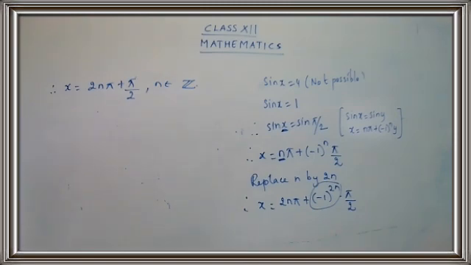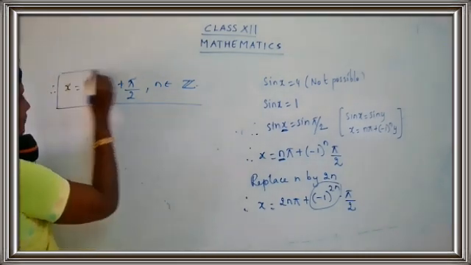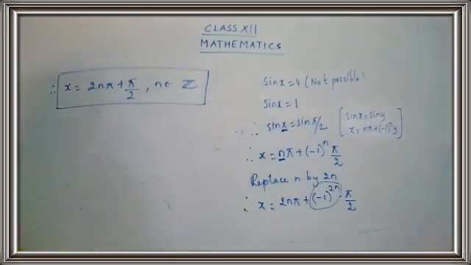2n pi plus pi by 2. And you don't have any solution for sin x is equal to 4. So this is the final answer. Okay. Are you clear with this first sum, children? Hope you are clear. Let's go for the second sum.